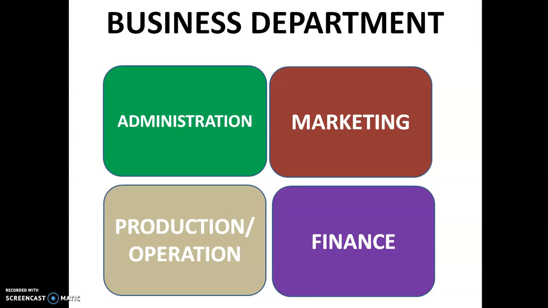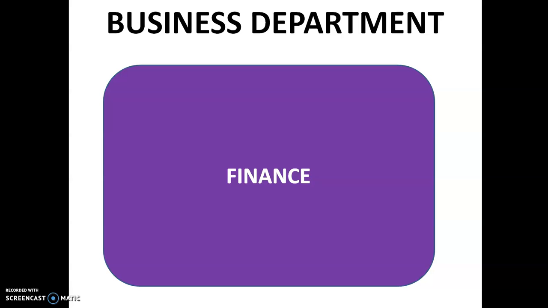As we know, a business consists of 4 basic departments, namely administration, marketing, production or operation, and also finance. We have covered the administration part in past videos. And now, it's time to focus on the financial matters.